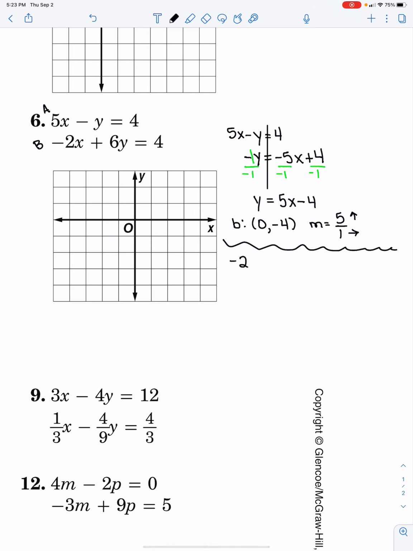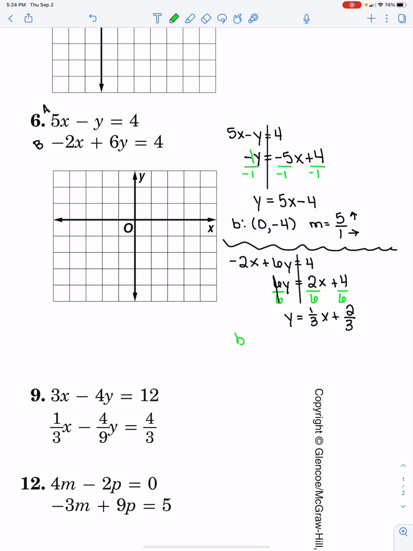So we have negative 2x plus 6y equals 4. So I've got 6y equals positive 2x plus 4. Divide everything by 6. So we have y equals 1/3 x plus 2/3.